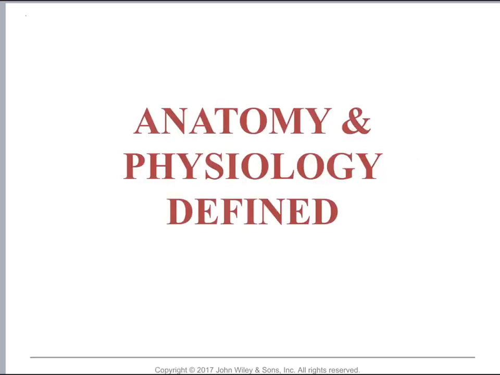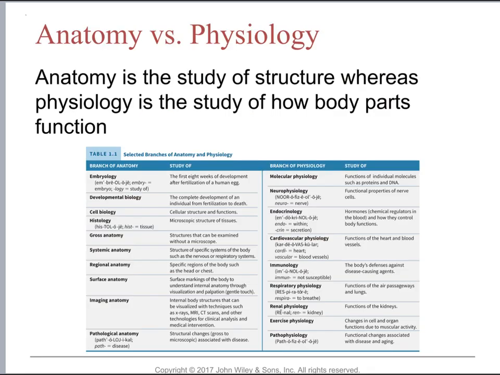Let's start pretty simple and define what anatomy and physiology really means. Anatomy is the study of structure, whereas physiology is the study of how body parts function. So Table 1.1 goes through selected branches of anatomy and physiology. I'm not going to go through all of them, but please have a look through. We will highlight some of the important ones.